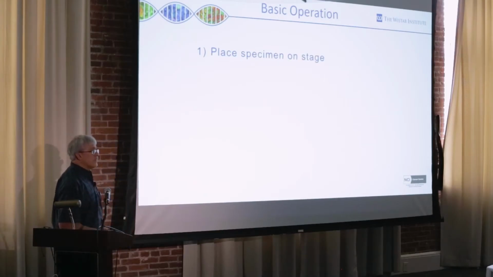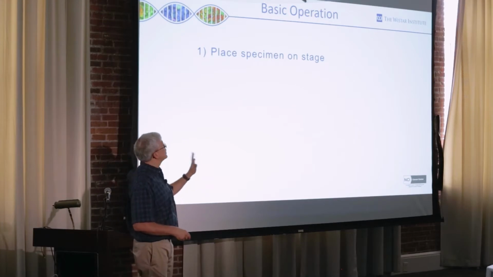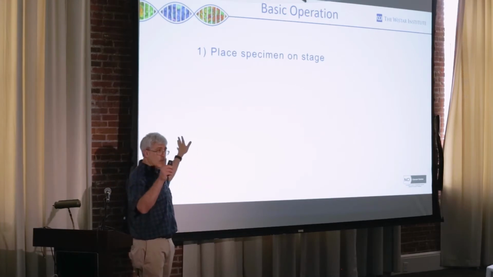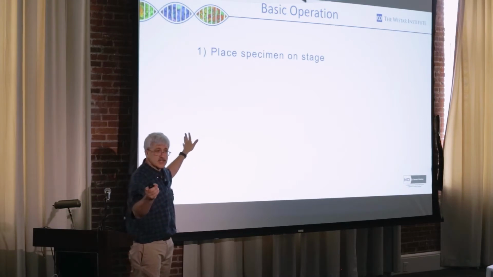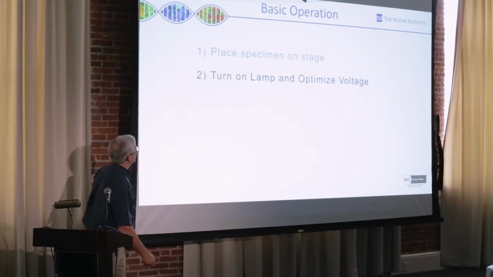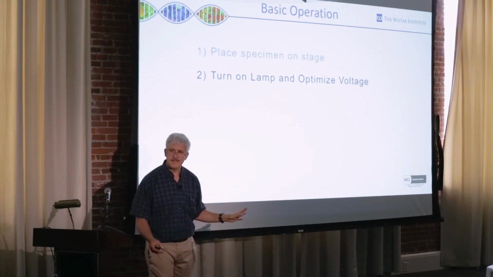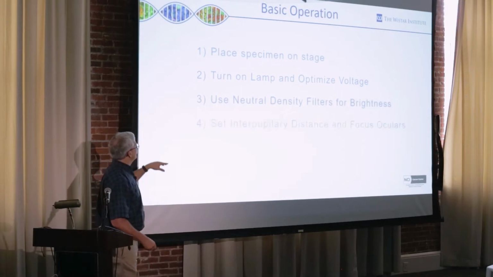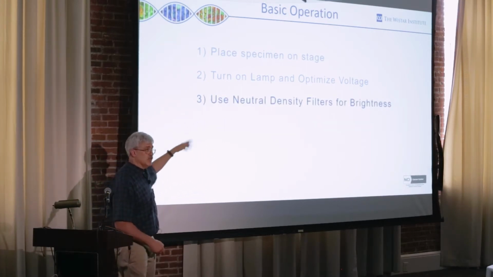All right, so here is basic operation 101. Put your slide on the stage. Where does the cover slip go? Well, unless it's on the inverted scope, in which case it goes down, toward the objective. All right. Turn on your lamp. Optimize your voltage. Leave it alone. All right. Whoops, backing up. Use the neutral density filters instead if you need to adjust the brightness.